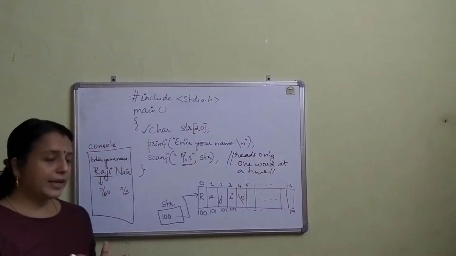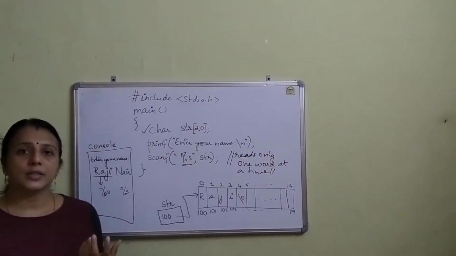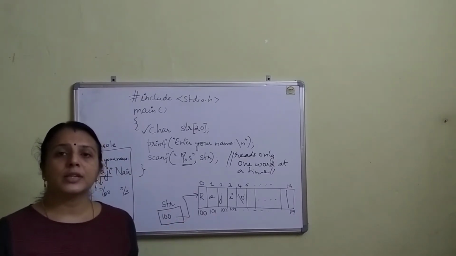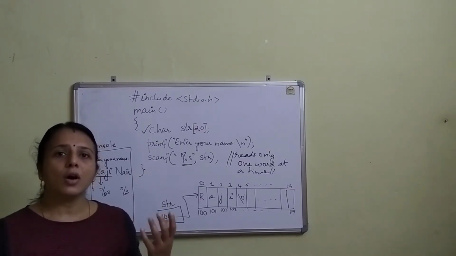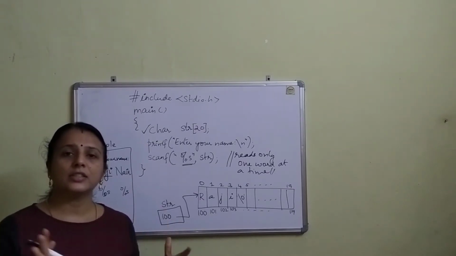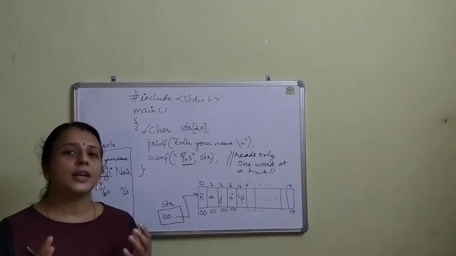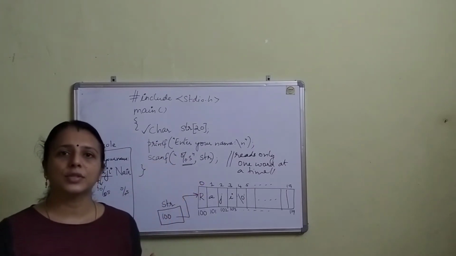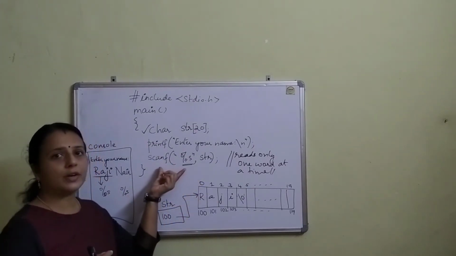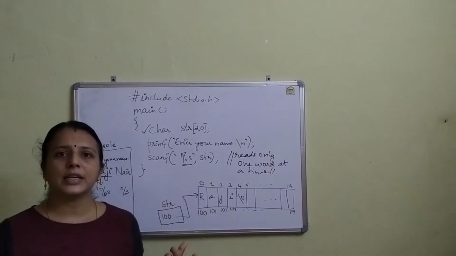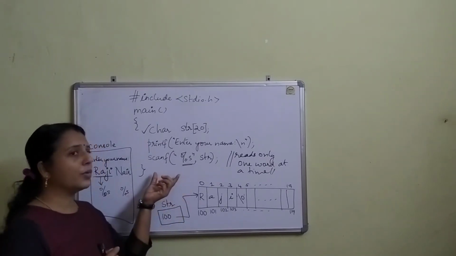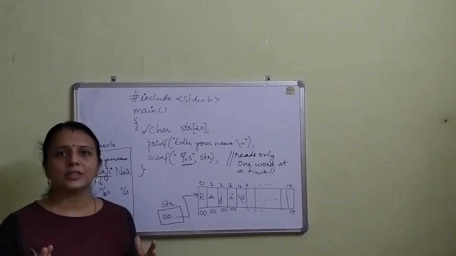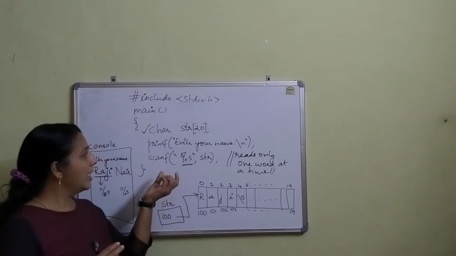Okay, so now the next question is, is it always necessary that a name contains only one word? No, a name may contain two words, a name may contain three words, or if you want to read a sentence, or if you want to read a paragraph, then how are you going to do that? When you want to read one word from the user side, it is okay, this will work very well. But when you want to read a sentence, when you want to read a paragraph, it is not going to give you the correct result. So let us see how you are going to read a sentence or a paragraph using another function.